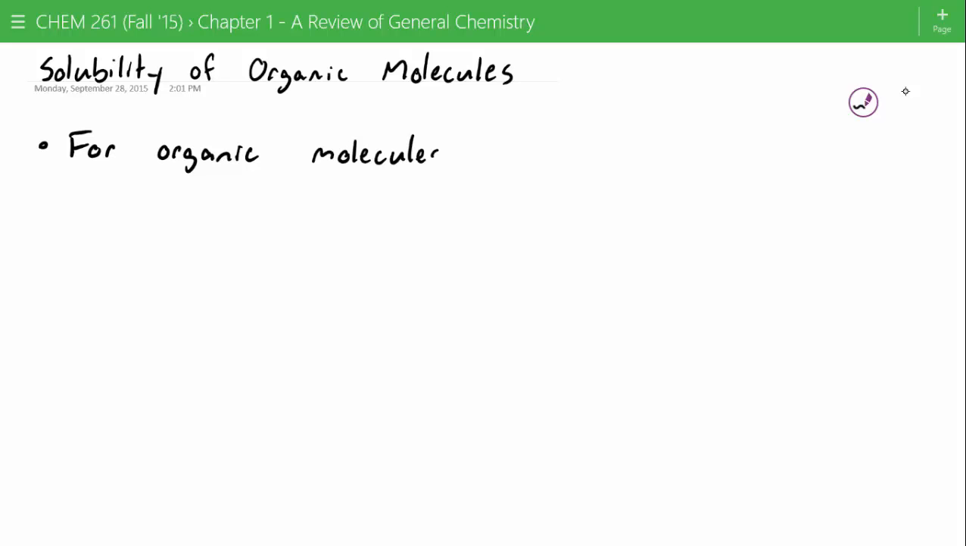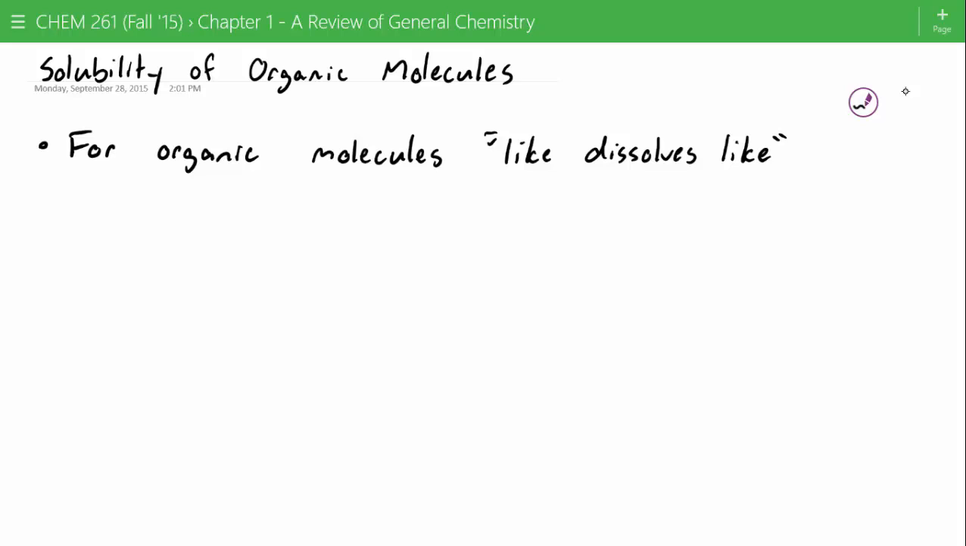The easiest way to remember this is that like dissolves like. What the heck does that mean? If I say like dissolves like, the more similar they are, meaning they've got similar intermolecular forces, that means they tend to dissolve one another.